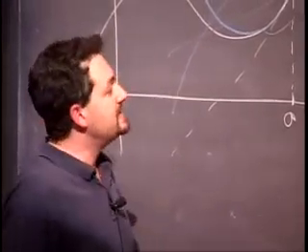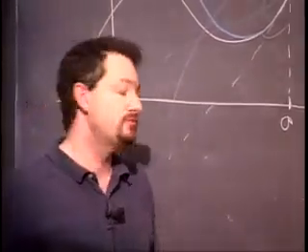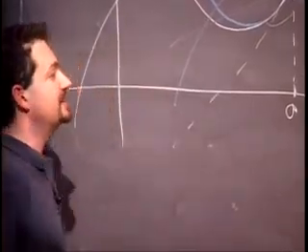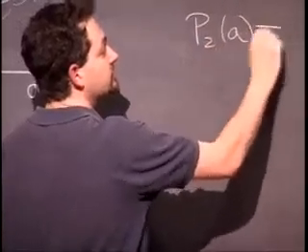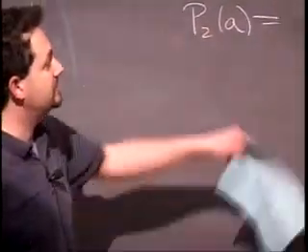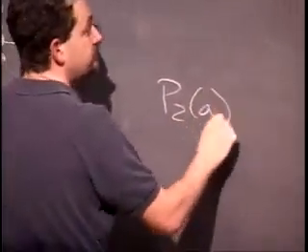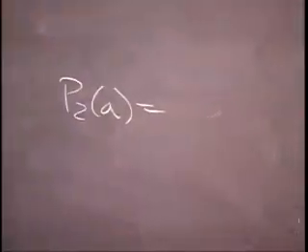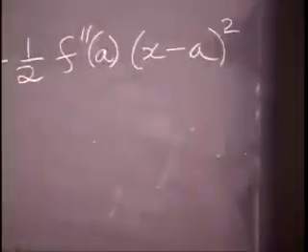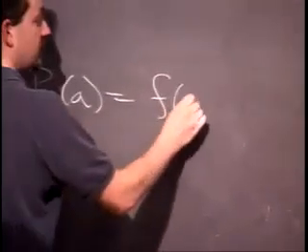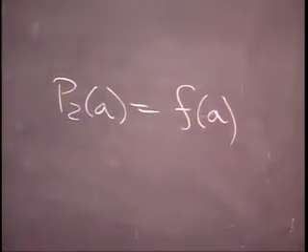But I can give you an idea of why it's true without even referring you to the proof in Appendix A7, if you want to see it. Check this out. What's P2 of a? Suppose I plug in a. What do I get? Let's just do it down here. I'll save myself a little space. P2 of a. I plug in a. What happens? This term goes away. This term goes away. Get f of a.